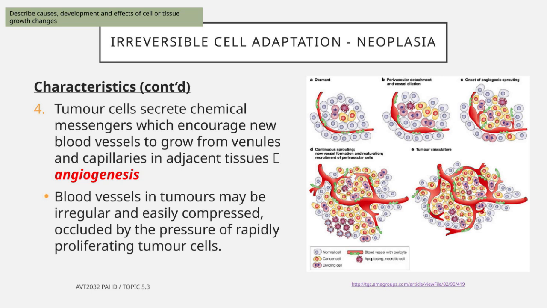Tumor cells secrete chemical messengers that promote angiogenesis, encouraging new blood vessels to grow from nearby venules and capillaries. These vessels in tumors can be irregular, easily compressed, or occluded due to the pressure from rapidly proliferating tumor cells, impacting nutrient supply and waste removal.